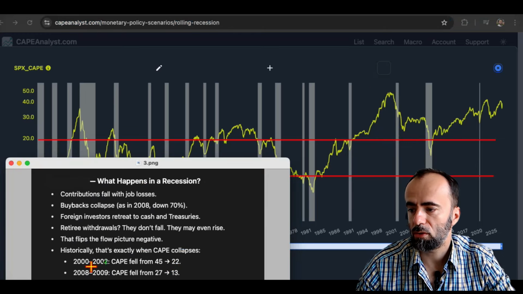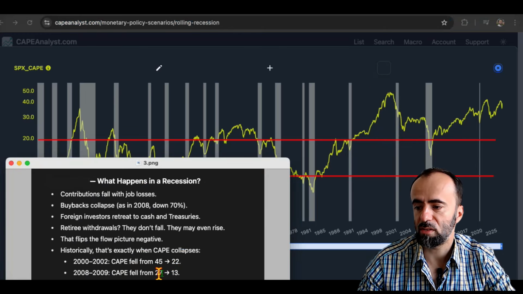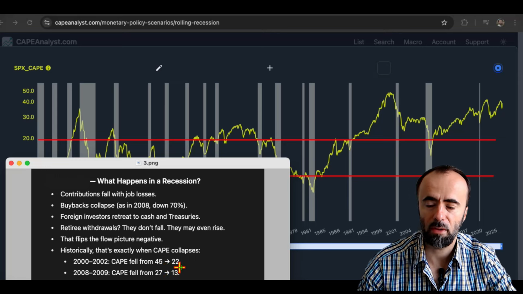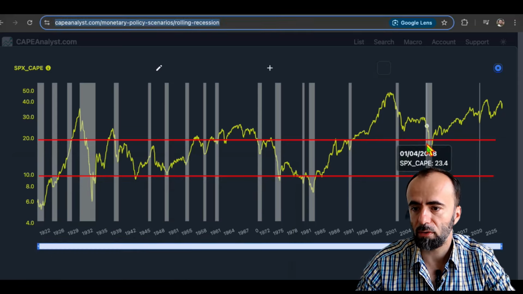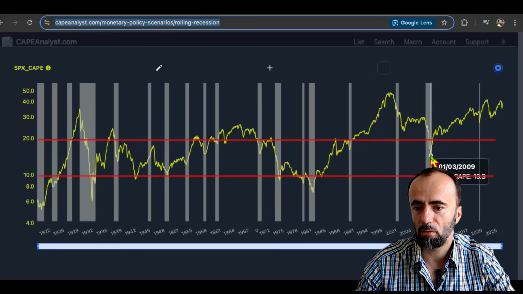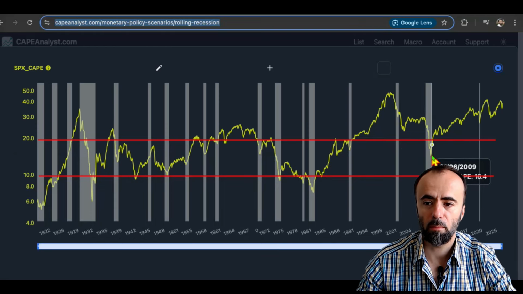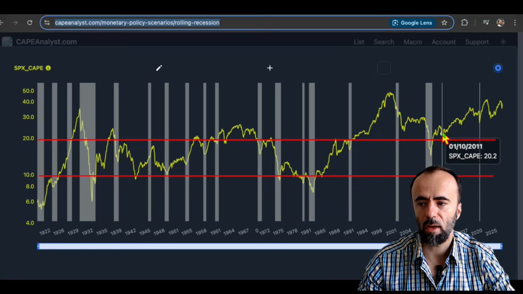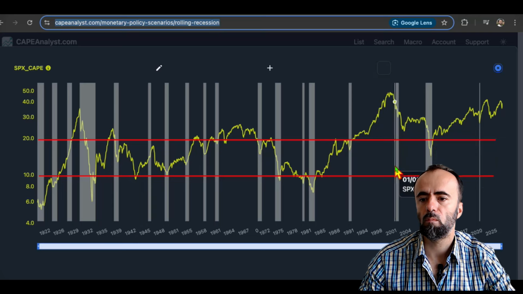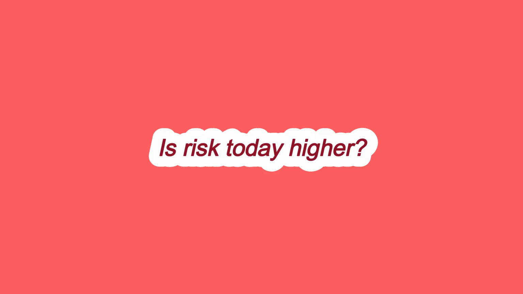And then in the 2008, 2009 recession, it fell from 27 to 13. And this is the first time it went under 20 since 1990. So you can see here that this drop to 13 actually brought it back to historical norms. So this was normal. But it was short-lived. It went up above 20 again into overvaluation.